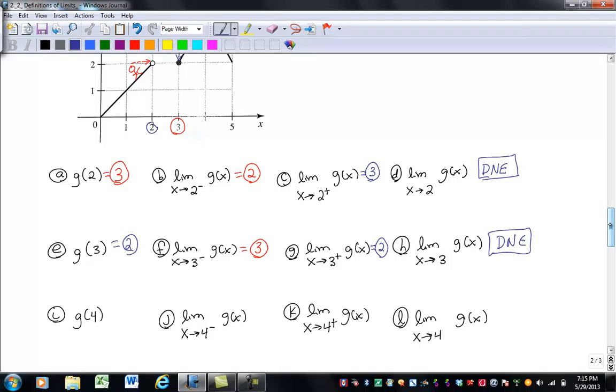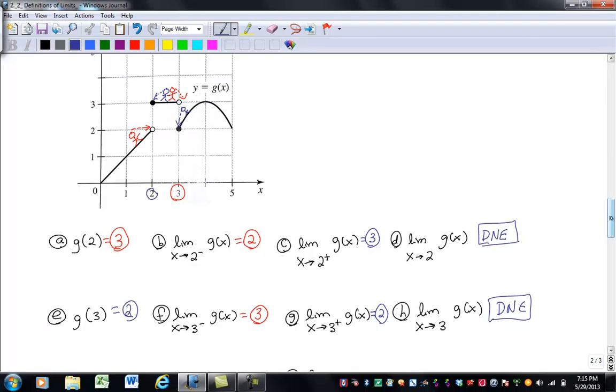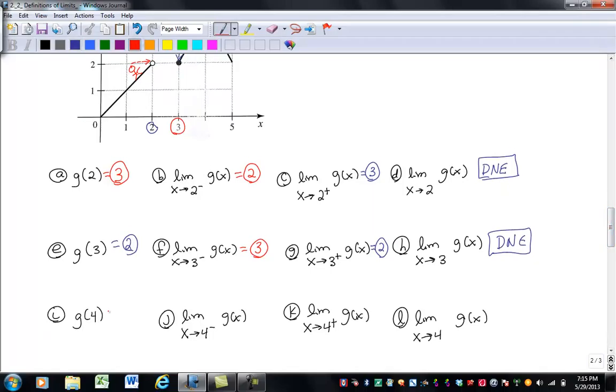So the last line is asking us to do the same thing at 4. So g of 4 is the y value when x equals 4. So when I look at x equals 4, the y value at x equals 4 is 3, because that's where the graph is. So at x equals 4, the y value turns out to be 3.